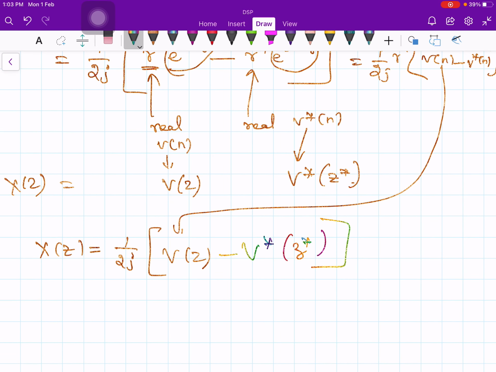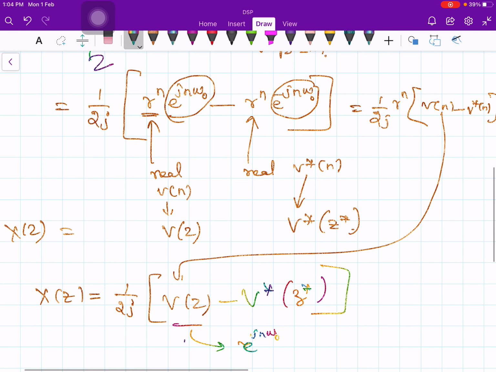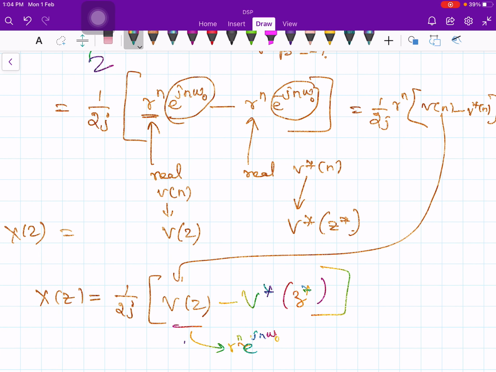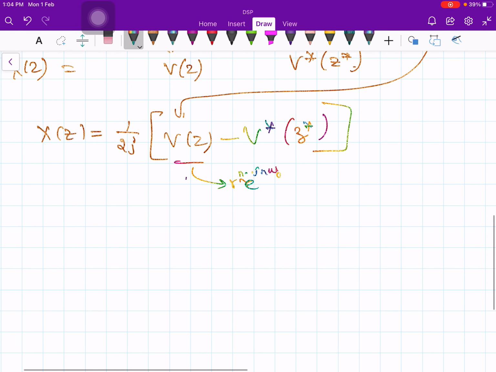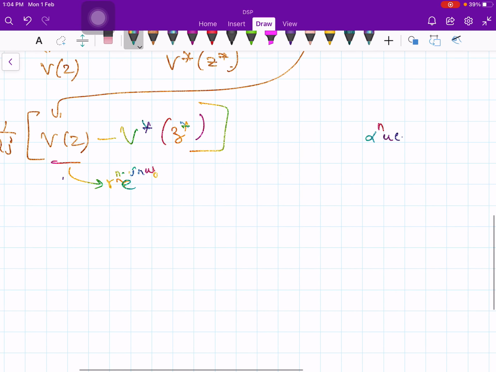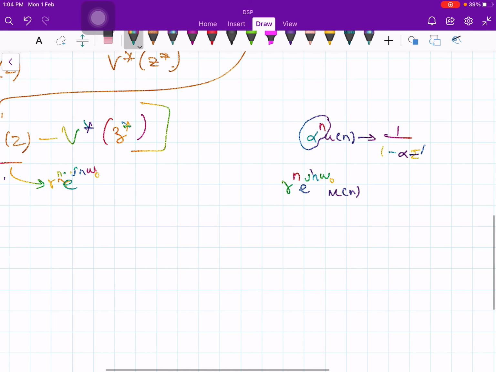Therefore, V of z is the transform of what? It is the transform of r to the n e to the j n omega naught. Now for r to the n e to the j n omega naught, you can easily find the Z transform. We know the formula: alpha to the n u of n is 1 by 1 minus alpha times z to the minus 1. Now instead of alpha to the n, I have r to the n e to the j n omega naught u of n. Therefore, replace alpha by r e to the j omega naught, giving 1 by 1 minus r e to the j omega naught times z to the minus 1.